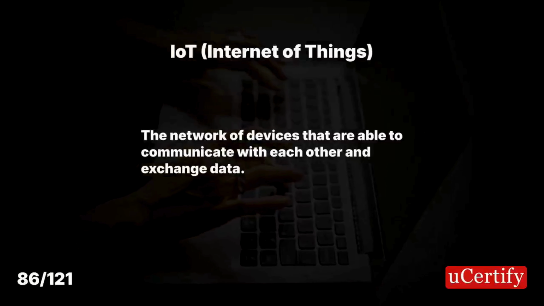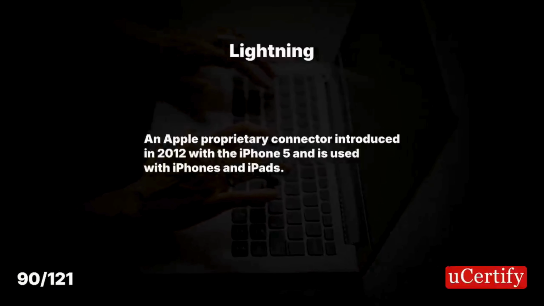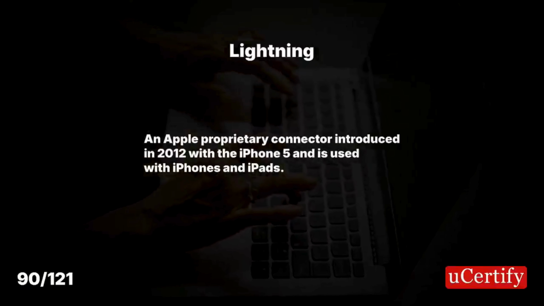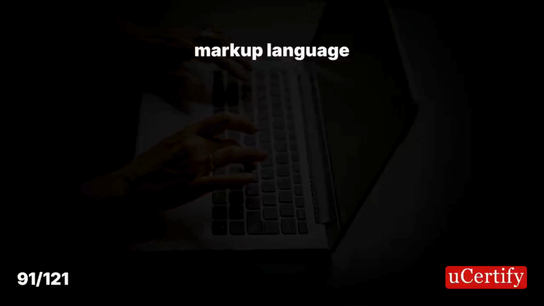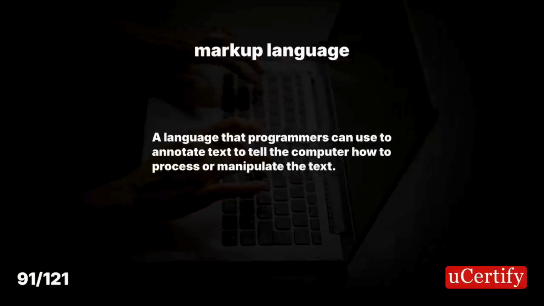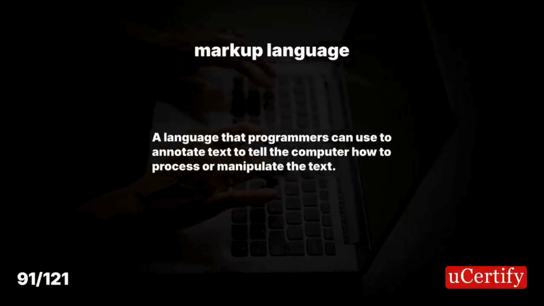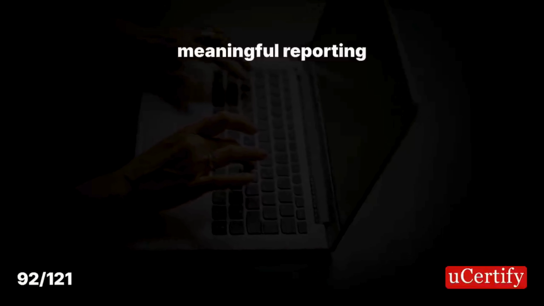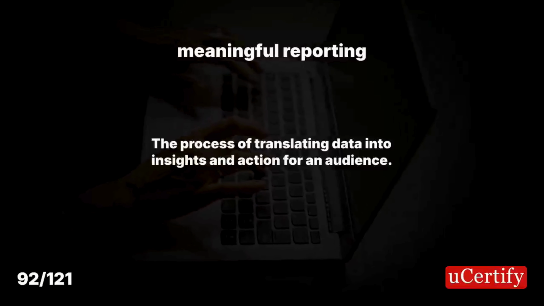Term: lightning. Definition: an Apple proprietary connector introduced in 2012 with the iPhone 5 and is used with iPhones and iPads. Term: markup language. Definition: a language that programmers can use to annotate text to tell the computer how to process or manipulate the text. Term: meaningful reporting. Definition: the process of translating data into insights and action for an audience.